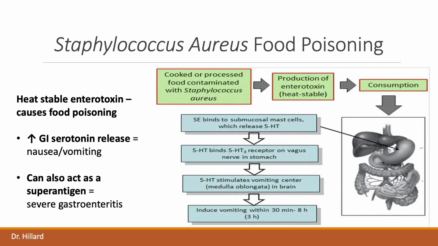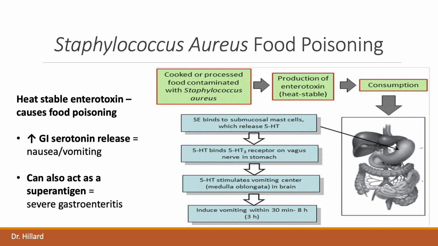Staphylococcal enterotoxins are exotoxins which cause classic symptoms of food poisoning. There are actually more than 20 different distinct staphylococcal enterotoxins, with Staphylococcus enterotoxin A being the most common. Staphylococcal enterotoxins are heat stable, which can increase serotonin release in the gastrointestinal tract, causing severe nausea and vomiting, as the serotonin acts on the vagus nerve in the stomach and stimulates the medulla in the brain. Serotonin is also known as 5-hydroxytryptamine.